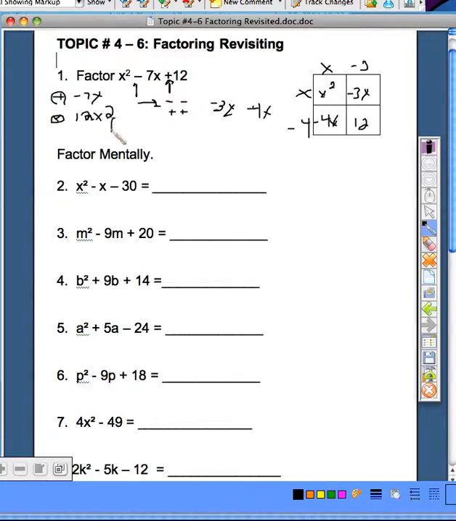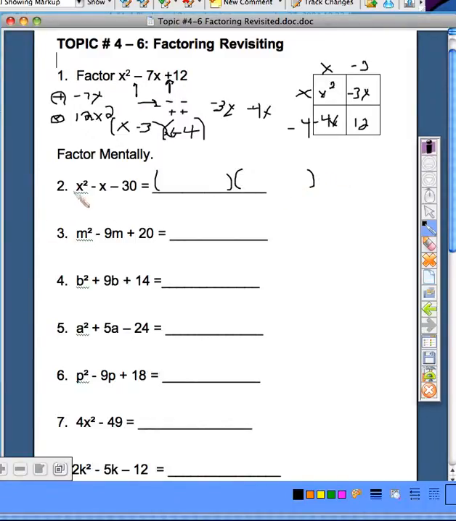So our factors are x minus 3 and x minus 4. Okay? Now, we can do a lot just mentally using our brain capacity that we have.